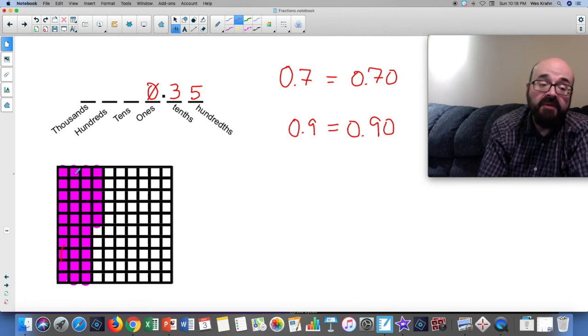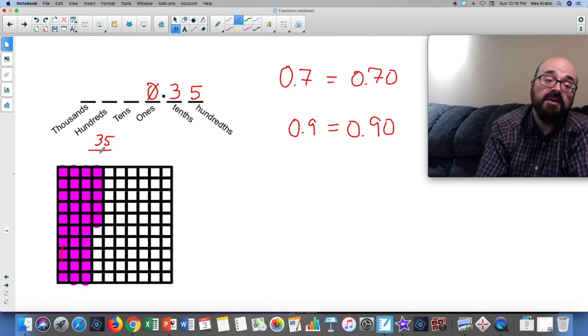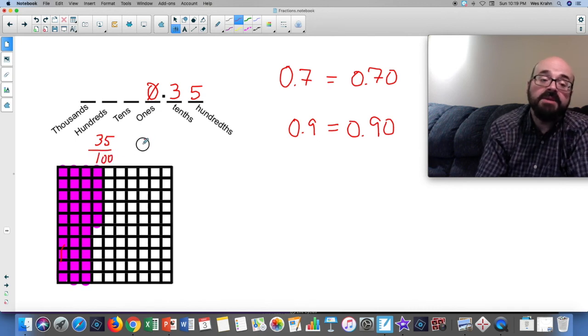Now if I were to count these up, 10, 20, 30, 35, that would make sense. It's 35 out of 100. It would be 35 out of 100, 35 hundredths, and I would say that 0 and 35 hundredths in decimal form.